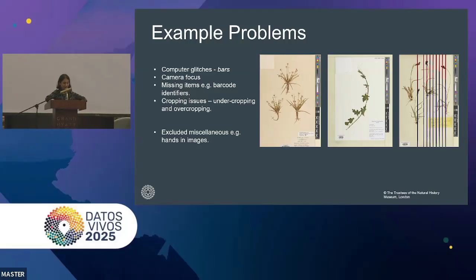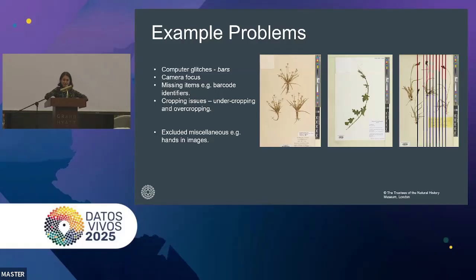So if you see in the first example, you might not be able to see the full barcode at the bottom because that's been cropped too much. But in the middle example, it's not been cropped enough. There's too much space around it. Other issues include things like missing elements. If you're missing a barcode, a color code, color bar, a ruler, things like that.